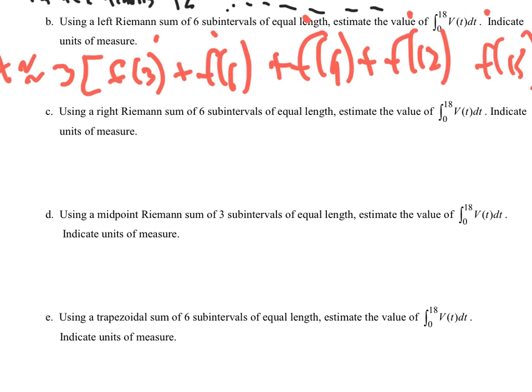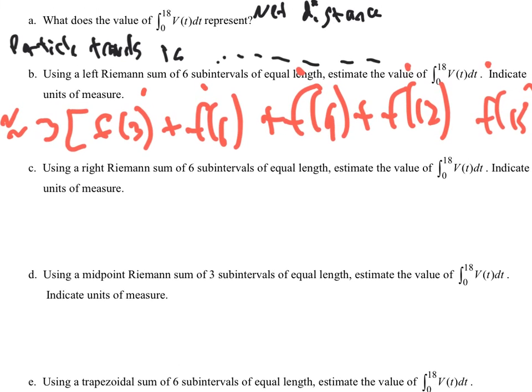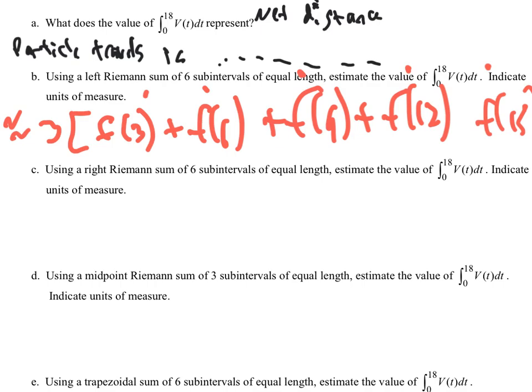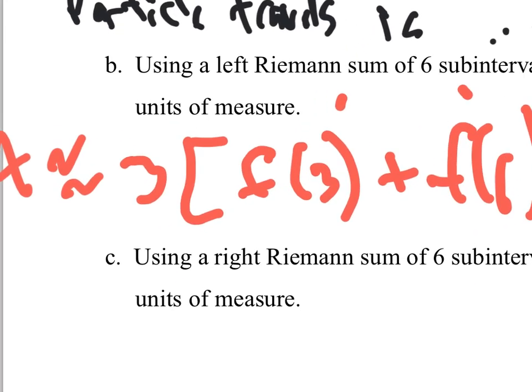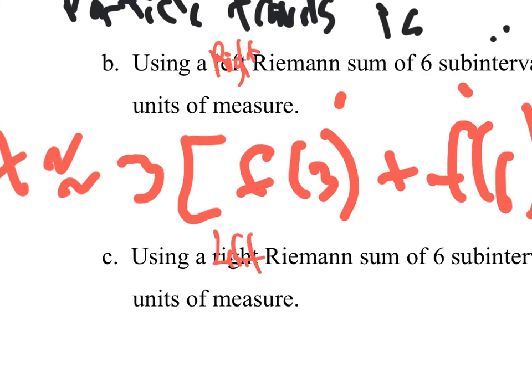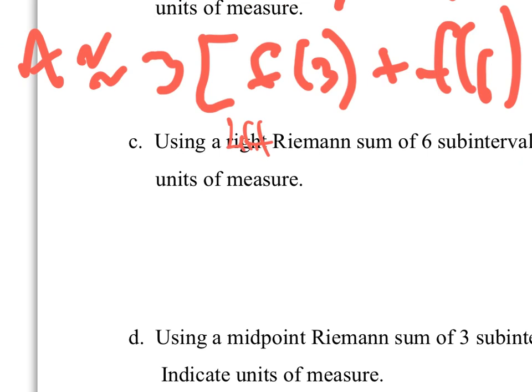Using right Riemann sum in 6 subintervals of equal length, evaluate. Wait, what did I just do? Oh, shoot. I wasn't paying attention. Oh, okay. I'm going to change this to right. I knew I was on the right one the first time. This one I'm going to do left. All that changes. The work's the same now. Area will be approximately a 3.